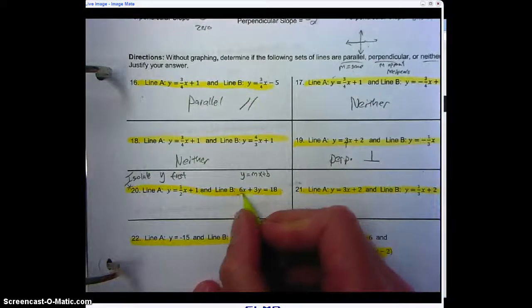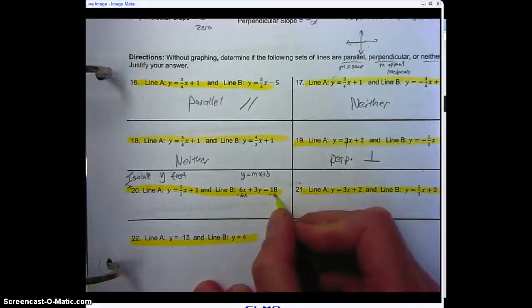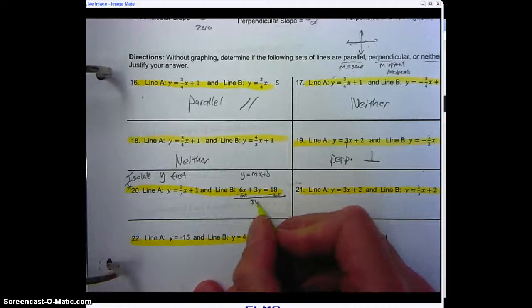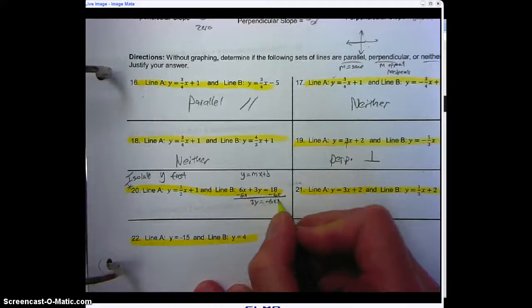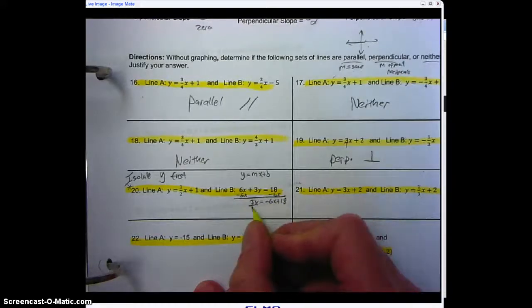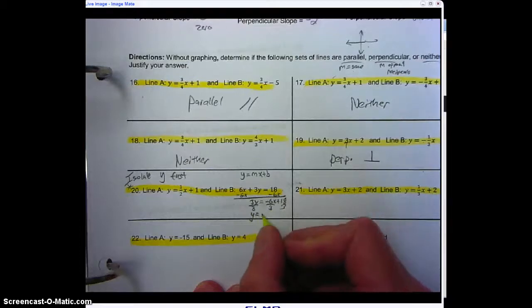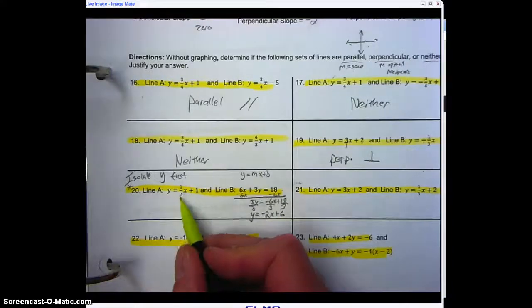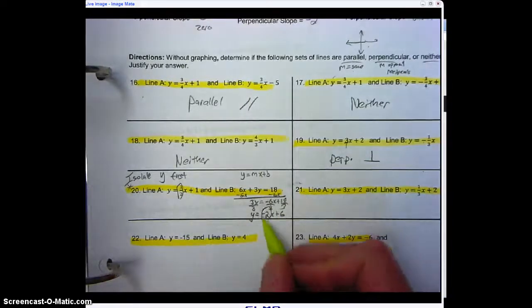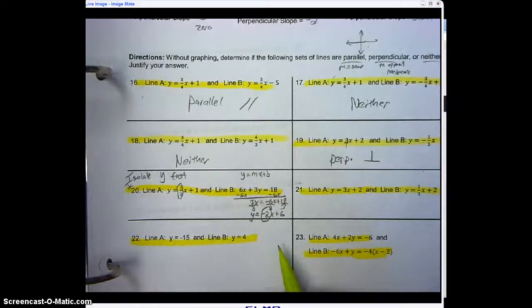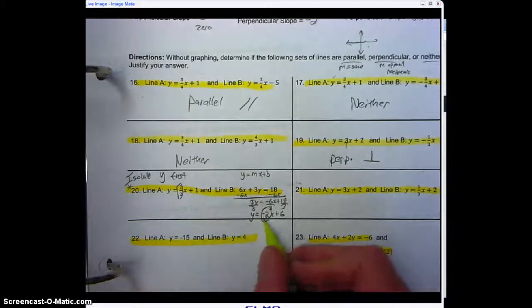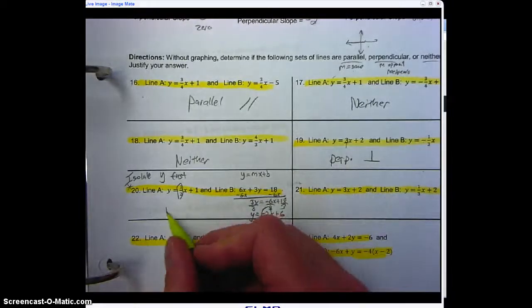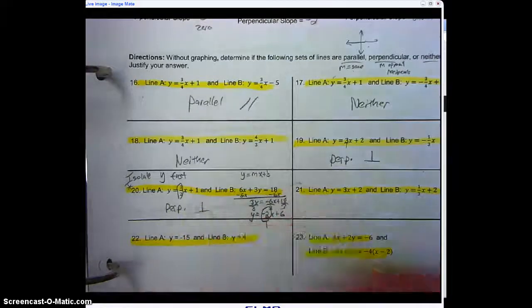So in order to do that, hopefully you remember that you just move stuff over, get 3y equals negative 6x plus 18, and divide everything by 3, and you get y equals negative 6 over 3 is negative 2x plus 18 over 3 is 6. So, are 1/2 and negative 2 the same? No. Are they opposite reciprocals? Yes, they are. So these are perpendicular, which is that.